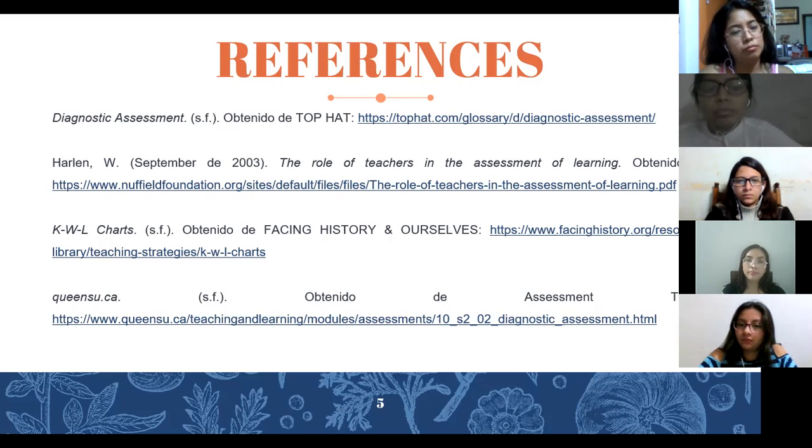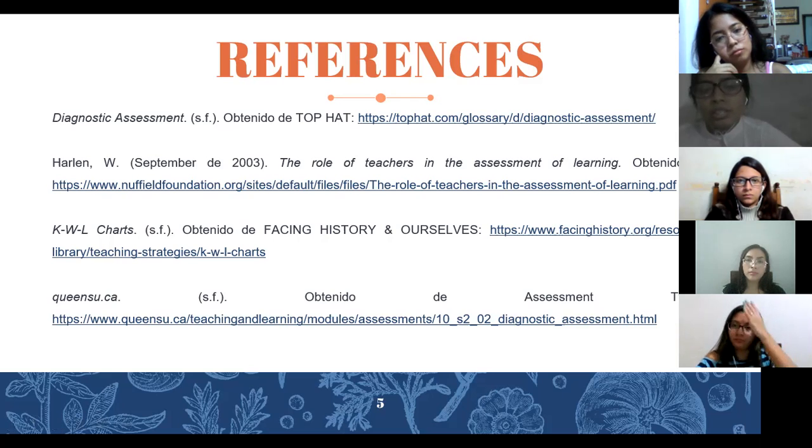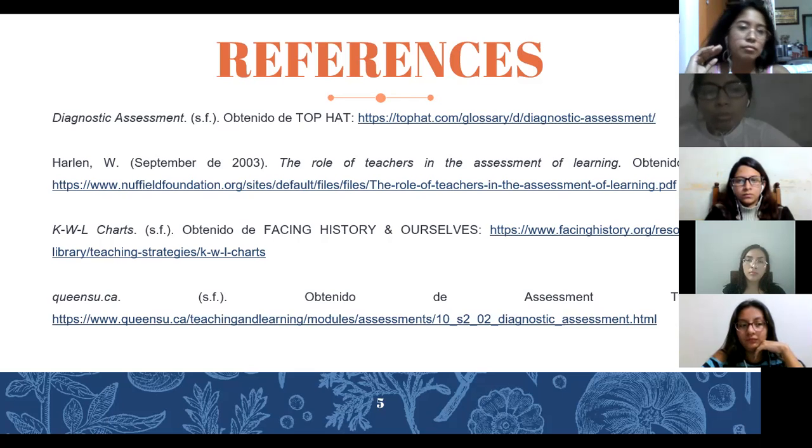Okay, also benefits of diagnostic assessment, as you may have seen, diagnostic assessment benefits both the instructor and the students. First, it allows teachers to plan meaningful and efficient instruction when the teacher knows exactly what a student knows or doesn't know about a topic.